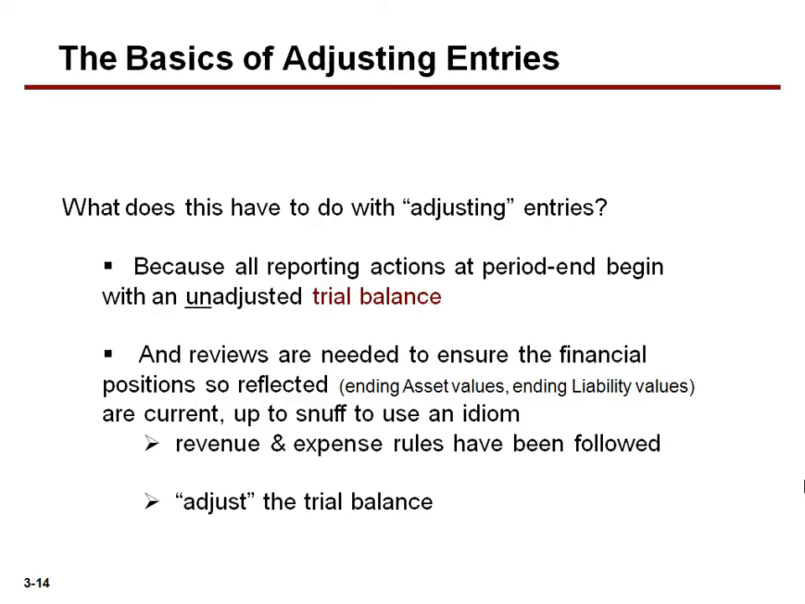Getting back to adjusting entries, what's the relationship? Because all reporting actions at a period end, be it quarter end or month end or year end, begin with an unadjusted trial balance. This is the effects of all transactions recorded on a daily basis throughout that time period. Reviews are needed to ensure the financial position is so reflected. Ending asset values, ending liability values are current and properly reflect those positions. That is, have revenue expense rules been followed.